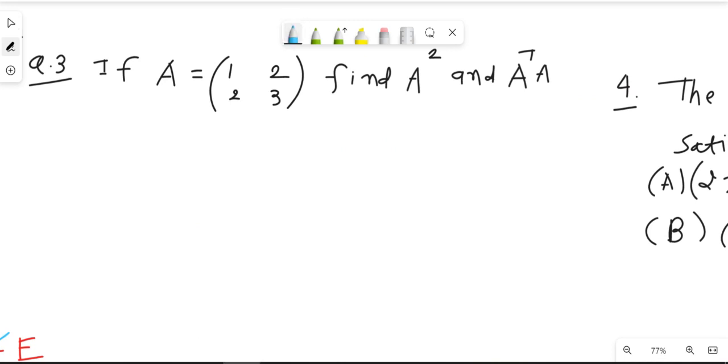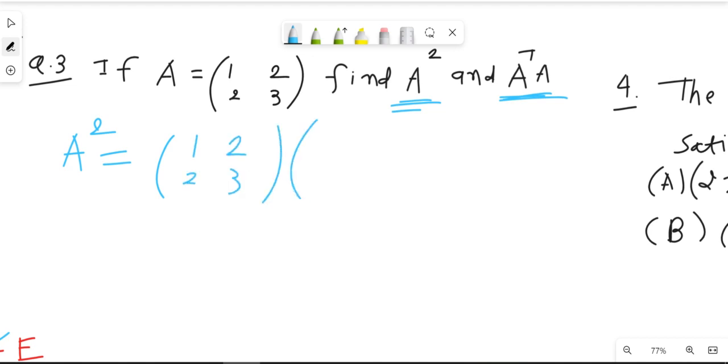Okay, so here for A square and A transpose A, what do we do for A square? A square will equal A into A. So 1, 2, 2, 3, and again 1, 2, 2, 3. Now this 1, 2 will multiply by this 1 and 2. So first row, first column: 1 1s are 1, and these 2 2s are 4. So 4 plus 1 will be 5.